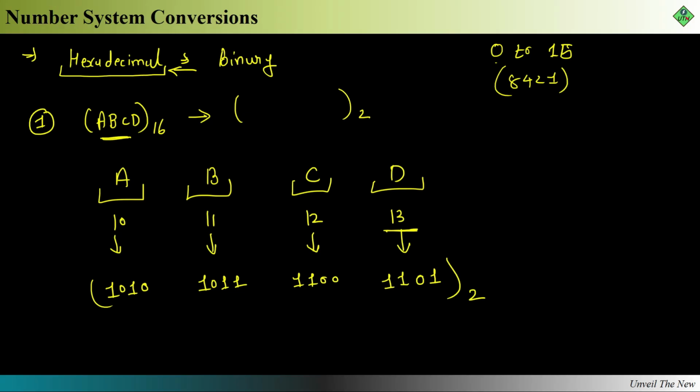Now let's take another example. So this is what you need to do in the conversion from hexadecimal to binary. For each and every hexadecimal digit, you need to write down its binary in the group of 4 bits. Okay, let's take the next number.